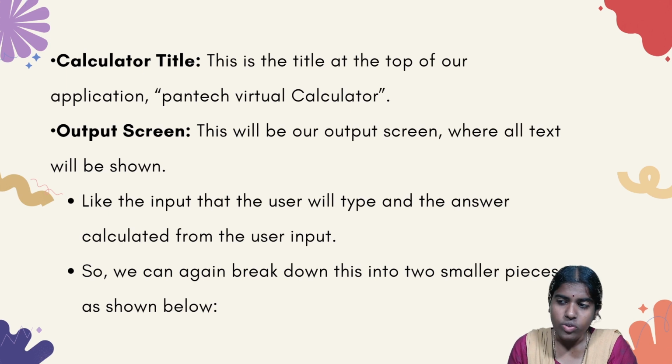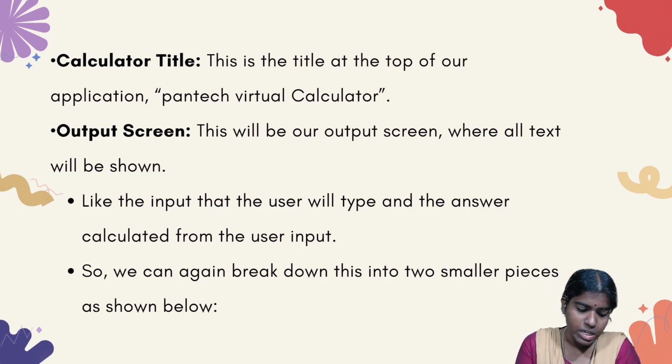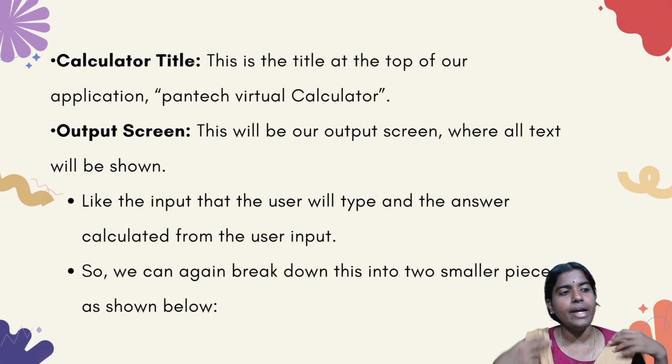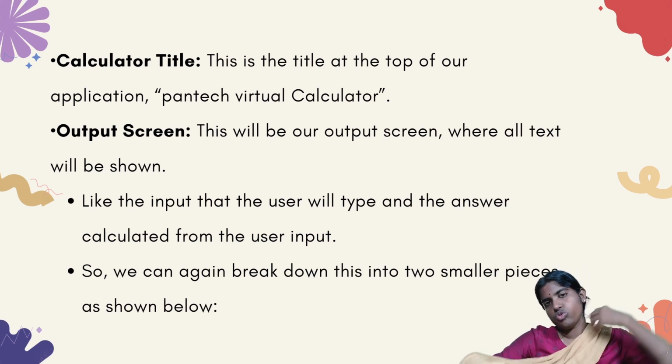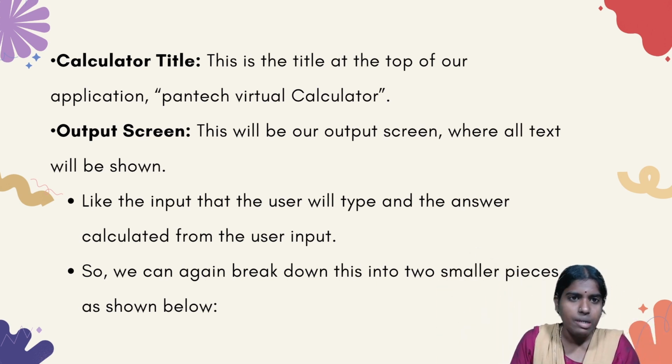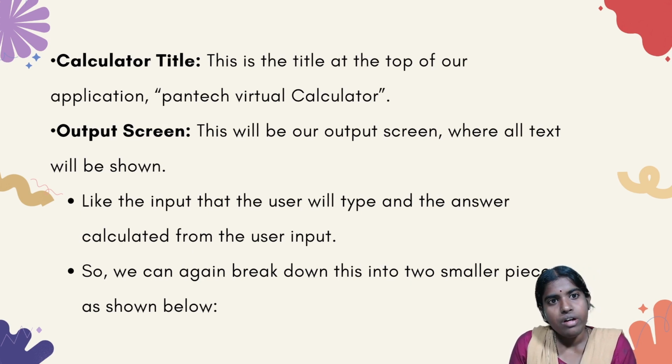Whenever we are going to develop any application, first you should understand the motivating points, how a calculator is being designed. Whenever I am going to develop a calculator, I should have some title. It is the title at the top of my application, for example, Pantech virtual calculator. Whatever the title is, I need to give the corresponding title here. And the output screen. This will be the final output screen where all the text will be shown.